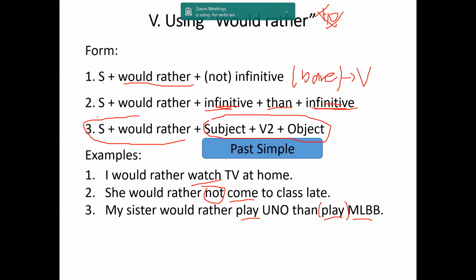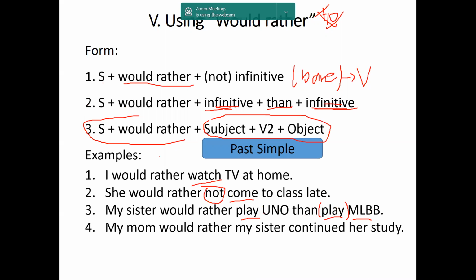Okay, so go to example number 4. My mom would rather my sister continue her study. You see, this is not the favorite of my sister. This is the favorite of my mom. So her mom gives her favorite to her, right? So here, my mom would rather my sister continue her study.